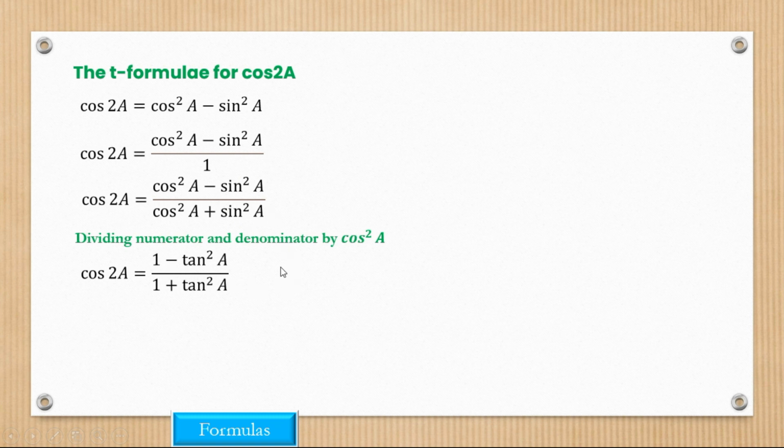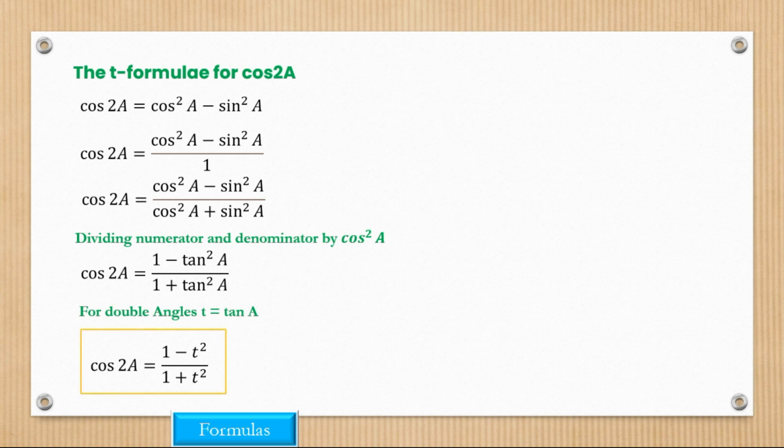This will become tan squared a. So we end up with an expression like that. But remember that for double angles, t is tan a. So we'll actually end up with cos 2a being (1 minus t squared) over (1 plus t squared). So that is going to be an important formula to memorize.